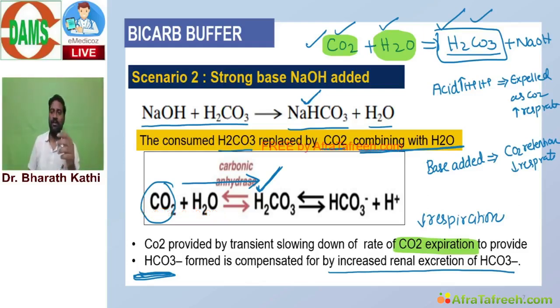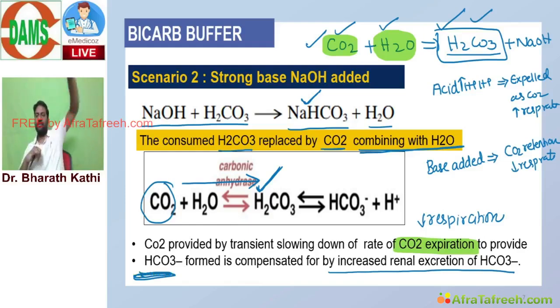Whenever acid is added, the respiratory rate increases and acid is expelled out as CO2. Whenever base is added, to react with that base you need an acid. What is the acid? It is carbonic acid. Where is carbonic acid formed? From CO2. In simple words, when acid is added, it is expelled out as CO2. When base is added, it reacts with carbonic acid. To keep carbonic acid in your body, CO2 should be retained. When base is added, there can be decrease in respiratory rate or slight depression of the respiration.